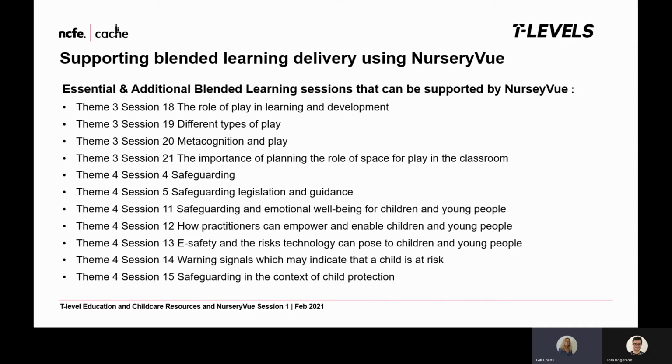The session pack contains a detailed session plan, an e-learning module, associated student activity sheets, revision and study sessions, and homework activities. NurseryVue can be used in a variety of ways, for example, setting the scene for your session, recap or review of the session, as an additional activity within your session or for student independent study. You can see from the list we have identified the following sessions where NurseryVue can be used to support your delivery within the Education and Childcare T-level.